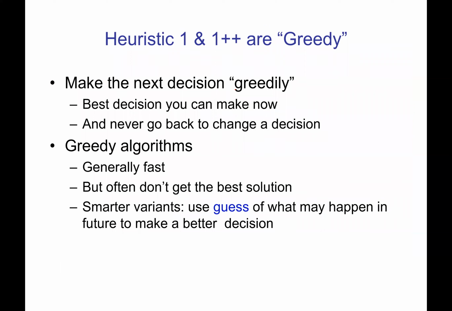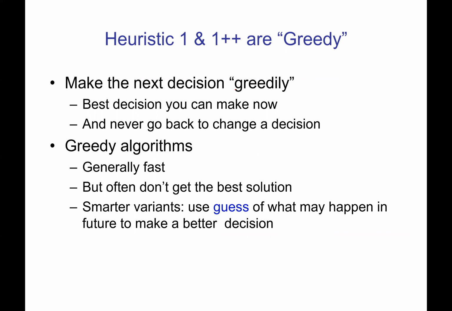Okay, so both of those heuristics are greedy. They make the next decision without thinking much about the future. So they make the best decision they can make right now, just looking one step ahead, and they never go back and change a decision. So greedy algorithms are generally fast, but they often don't get the best solution. In this case, it doesn't get the best solution.